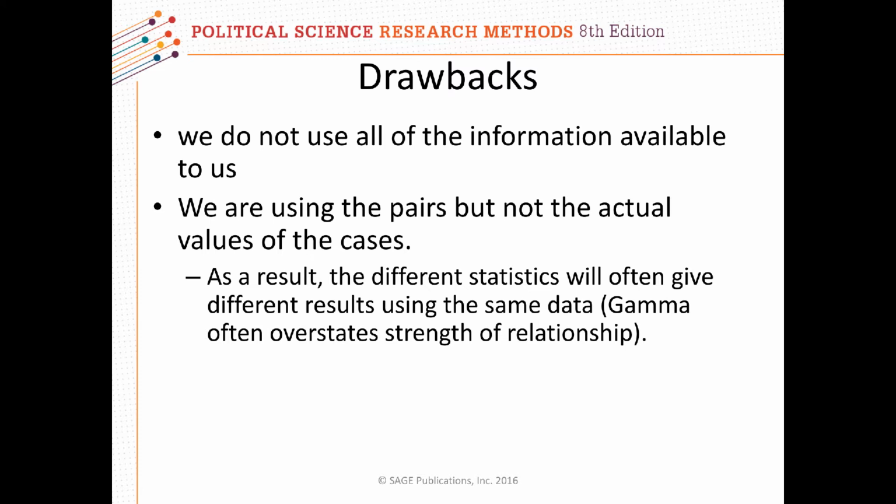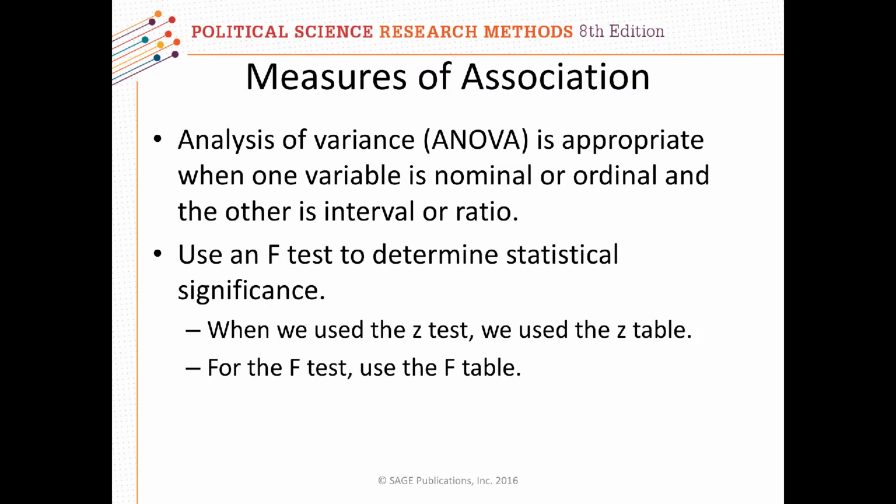We're using the pairs, but not the actual values of the cases. As a result, different statistics will often give you different results for the same data. So gamma, I will say, often overstates relationships, but in the case we just looked at, I think that is pretty dead on.